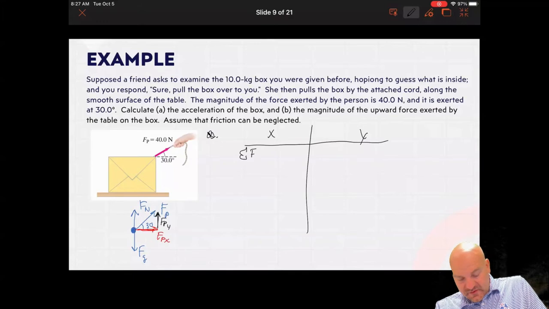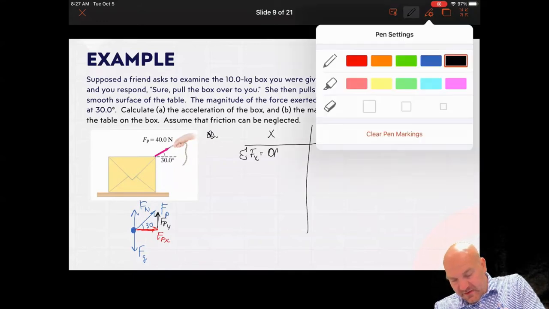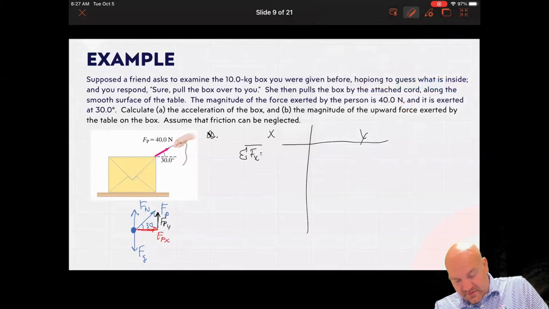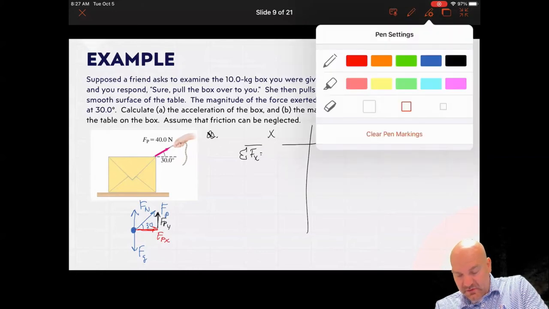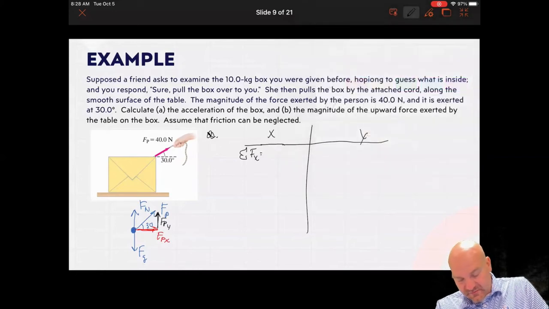So I'm going to sum the forces in the x direction. It's not going to be equal to 0. It's going to be equal to m times a, because an easy way to think about it is we are looking for the acceleration. Right? So it's going to be equal to ma. And so the only force is FPX equal to m times a.